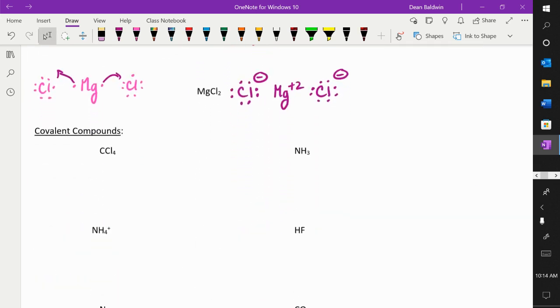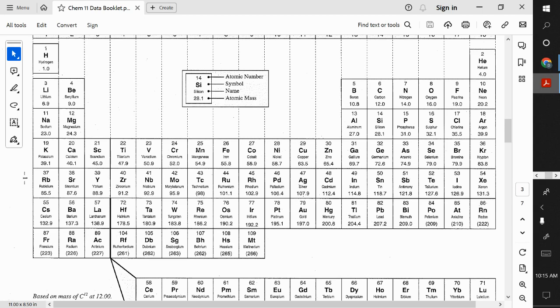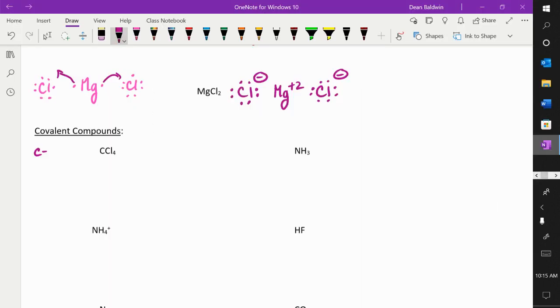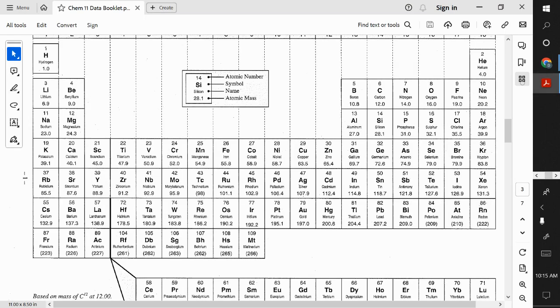All right, carbon. This is called carbon tetrachloride, CCl4. How many valence electrons does carbon have? It's got 4. Okay, if you're not sure, go to your periodic table and start counting from here. 1, 2, 3, 4. So carbon's got 4 valence electrons. How many does chlorine have? It's got 7 because it's 1, 2, 3, 4, 5, 6, 7.